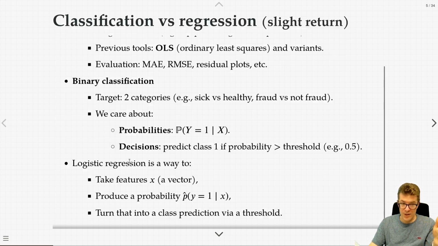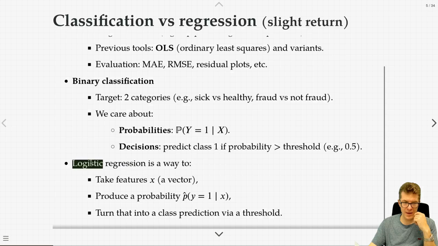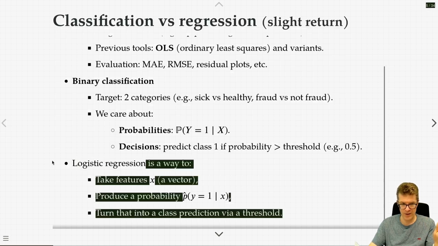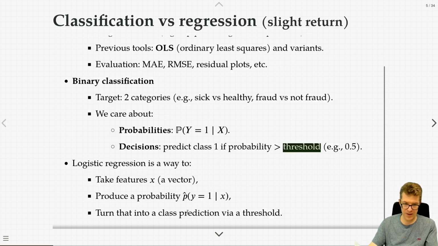So logistic regression, as the name suggests, is an offshoot of regression. Under the hood, it's going to look very much like regular old regression. But it'll be used to make predictions on a binary case, and we're going to more or less estimate these probabilities. So logistic regression will be a way to generate probabilities. Given a feature vector x, we're going to produce the probability, and then we're going to use this probability with a threshold to make predictions.